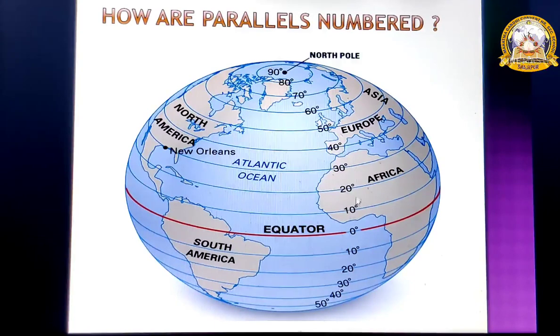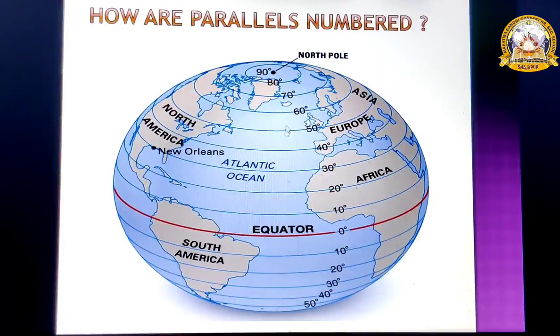Apart from their value, the parallels also are marked N or S, north or south, according to their location. The parallels above the equator are marked as N because they are in the northern hemisphere: 10° north, 20° north, 30° north, 40° north, 60° north, like this, 90° north, the north pole. So they are marked as 80° north, है ना, according to their location.